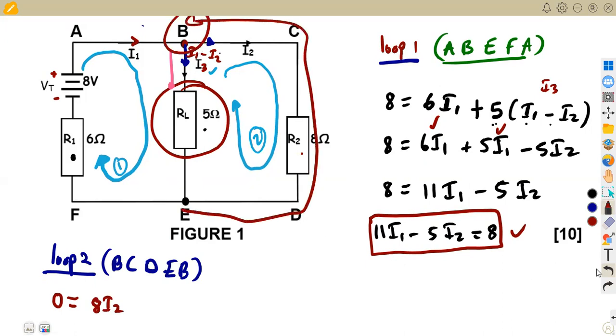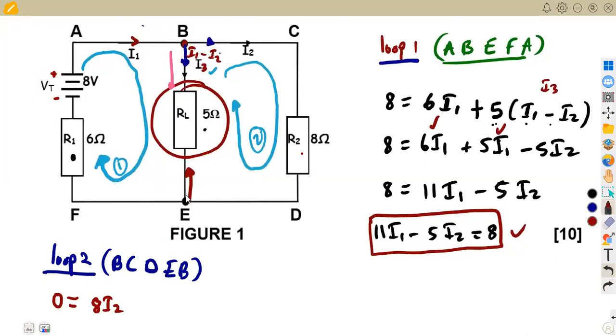We have moved up to E. So now you're going to consider going from E to B. From E to B, this path here, take note from our diagram, the current is going down. As we are moving from E going up like this, we are opposing the direction of current. So that is going to be a negative. So it's going to be negative 5 times the current affecting here, which is I3. But I3 is given as I1 minus I2.